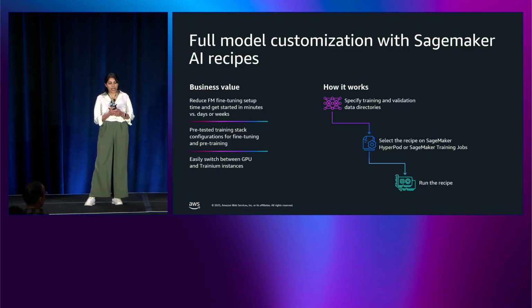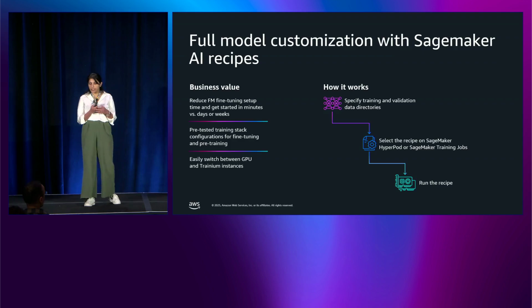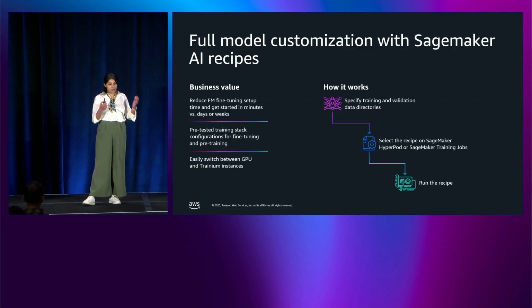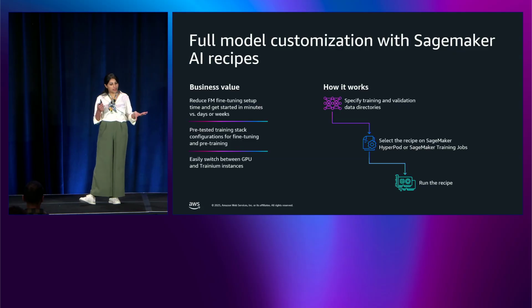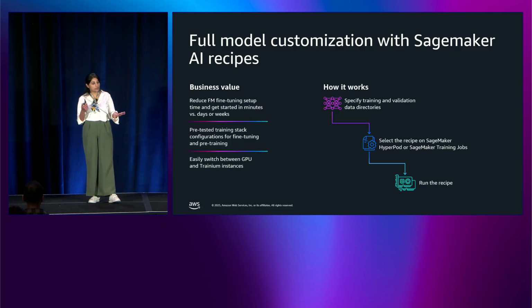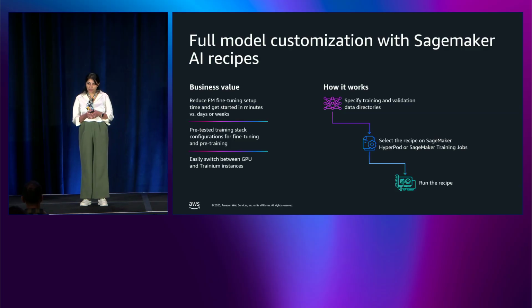Again, with SageMaker AI, you get started with 3 easy steps. You specify the training and the validation data directories. You select the recipe either from SageMaker HyperPod or on SageMaker AI, and you run the recipe, and you get the customized model as a result.